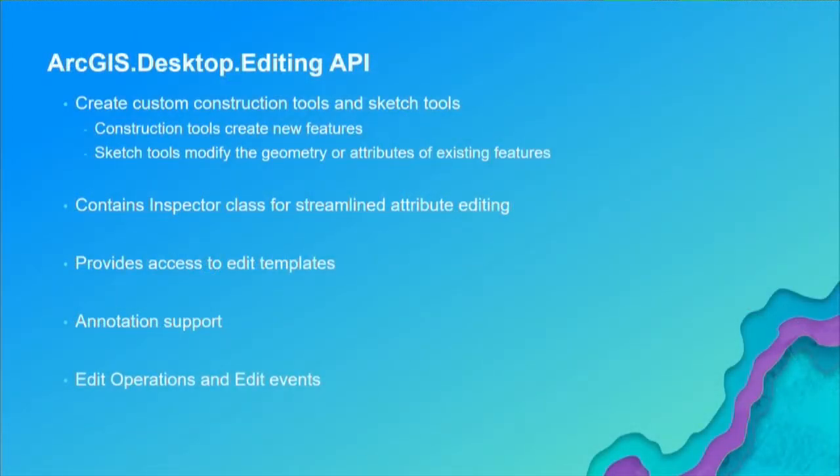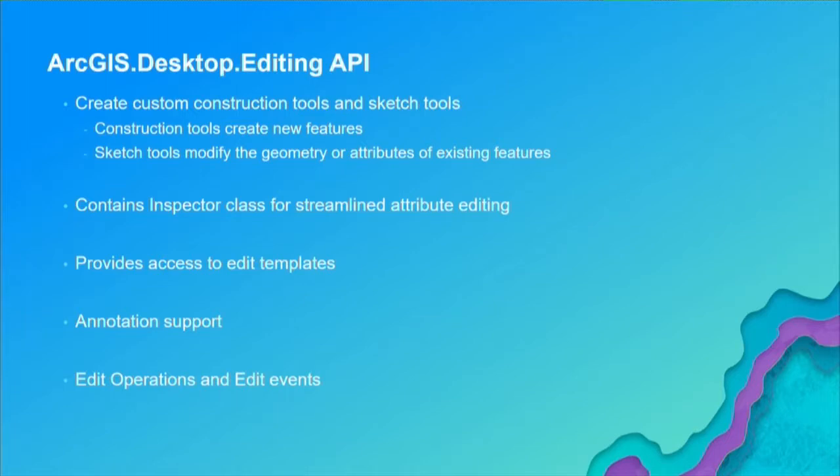So let's take a step back and take a look at what is in the ArcGIS desktop editing namespace. As part of the SDK, we are shipping two tools for Visual Studio, which are the construction tool and the sketch tool. They are related, but think of the construction tools as what you would write if you're creating new features, and the sketch tool if you're modifying an existing feature with respect to geometry and attributes. So this is the high-level difference between those two tools.